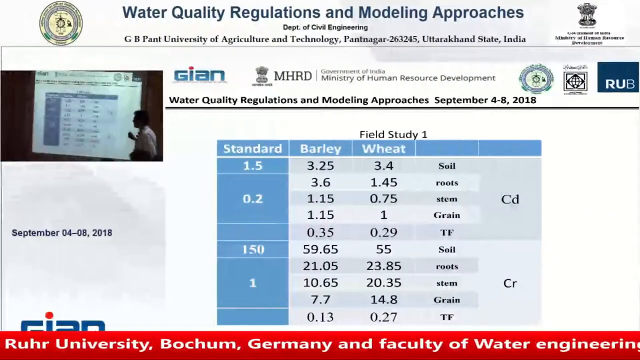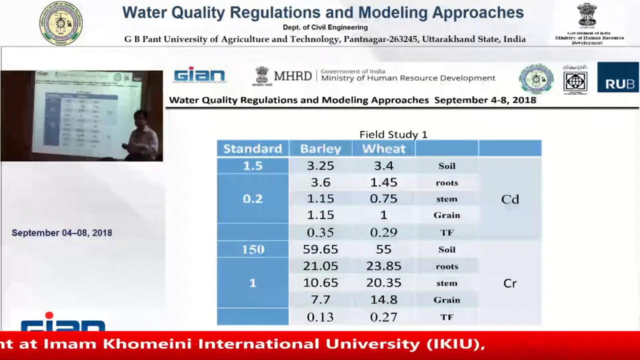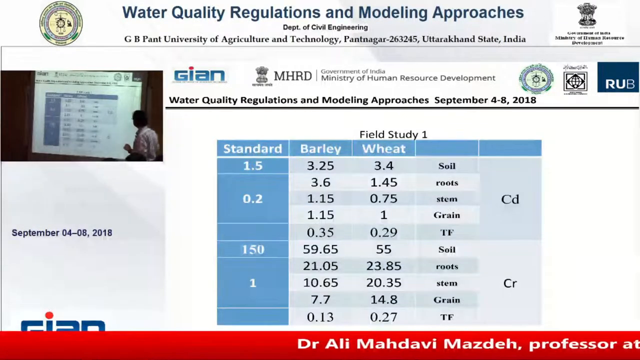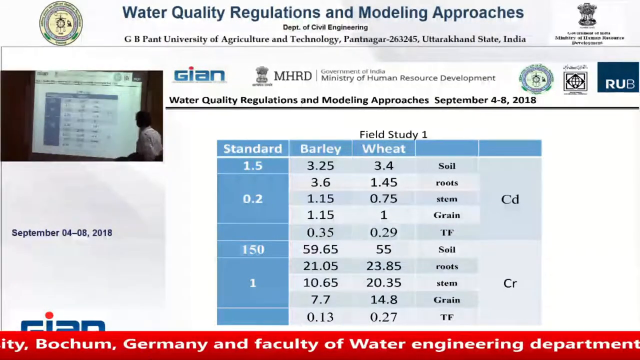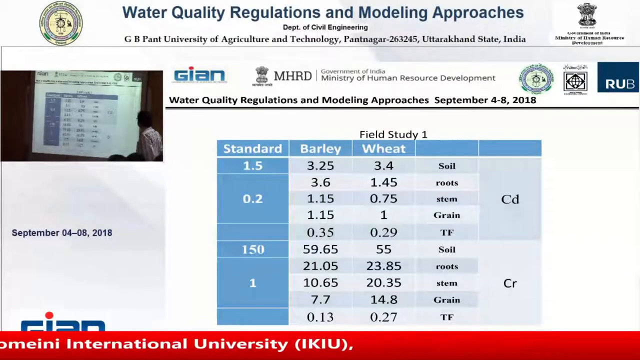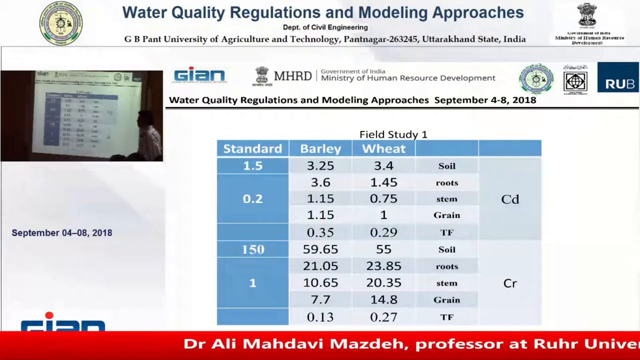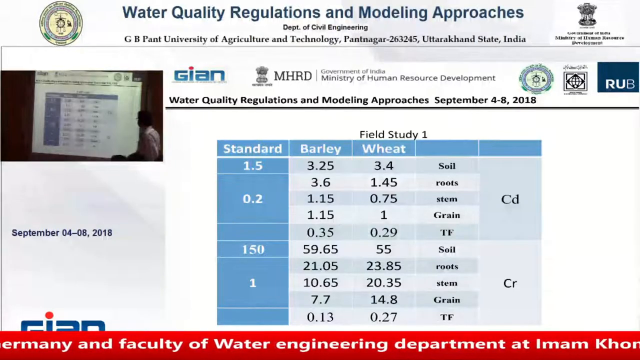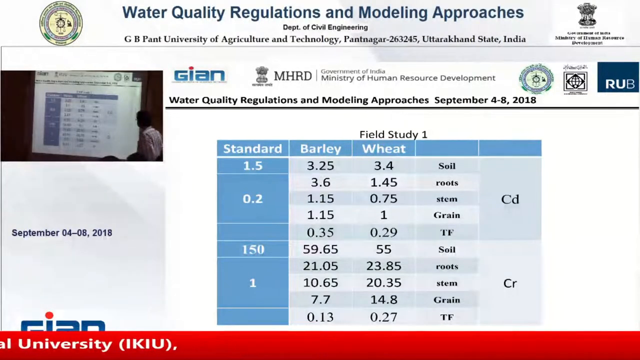Here are the same results from the previous two tables, but we arranged them in a way to get some information. I mean, this is not new data. This is the previous data, but we put it under barley, wheat, and the standard so we can compare Cd and chrome together, to see how different they are. As you can see here, cadmium has less pollution than the chrome, and the TF for cadmium in wheat is not so different from chrome. I mean, for wheat, there is not so much difference between cadmium and chrome in transportation factor. But about the barley, there is a large difference.